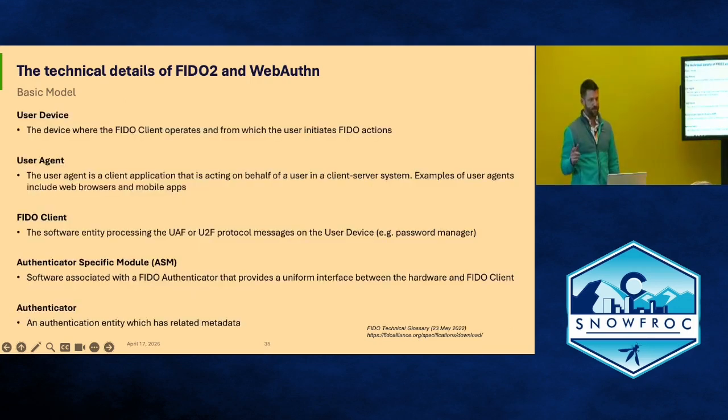So the user device, this is your laptop or phone. It's the thing that you're running on. The user agent is software. It's probably your web browser, or an app, but it's the thing running on the device that authentication is flowing through. And then there's the FIDO client, which is either your password manager or your authenticator token, the thing that actually has the passkeys in it. And these are the three things that relate to each other on the client side.